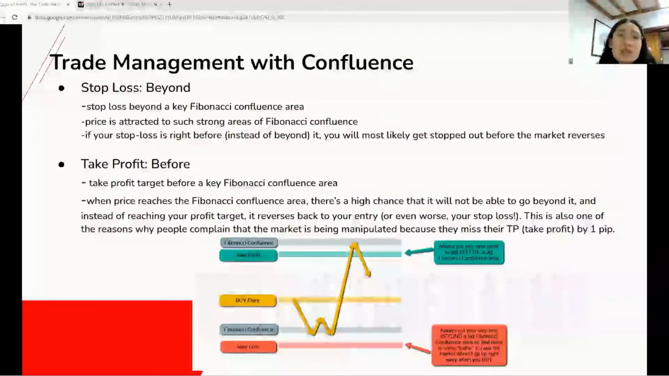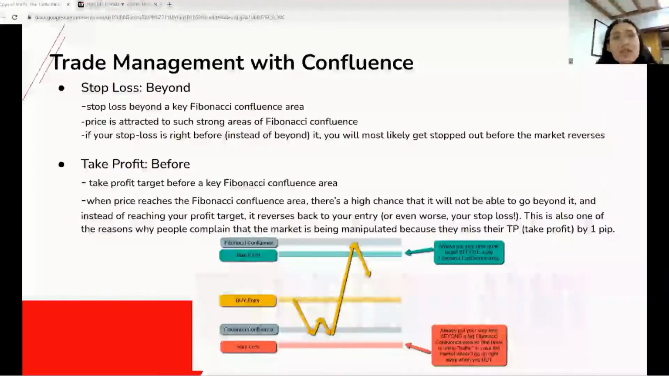Okay, so stop loss, earlier I was mentioning that you place your stop loss beyond a key confluence area. Why? Because price is attracted to strong areas of confluence. Earlier on, I showed you that if you placed your stop loss right before an area of confluence, then you'll get stopped out. Similarly, you'll likely get stopped out before the market reverses, which is what I showed you guys in the chart.